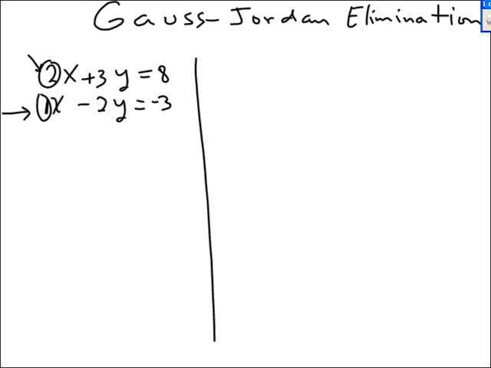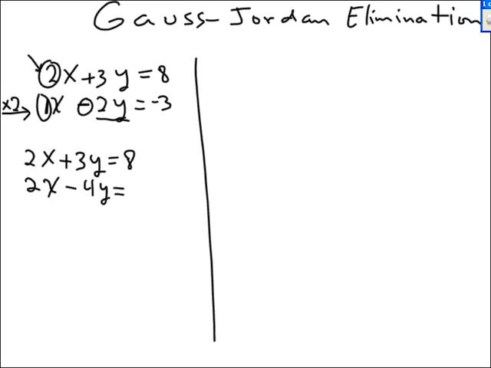I already have 2x right above, 2x below. I'll subtract. So equation 1, we're not doing anything to it. Equation number 2, we'll multiply by 2. 2 times 1x is 2x, minus 2 times 2y is 4y, equals 2 times negative 3 is negative 6. And then I subtract.